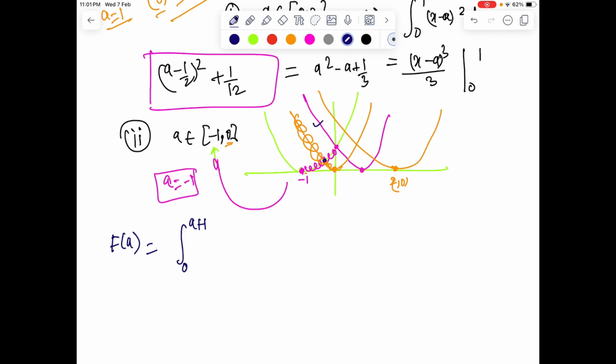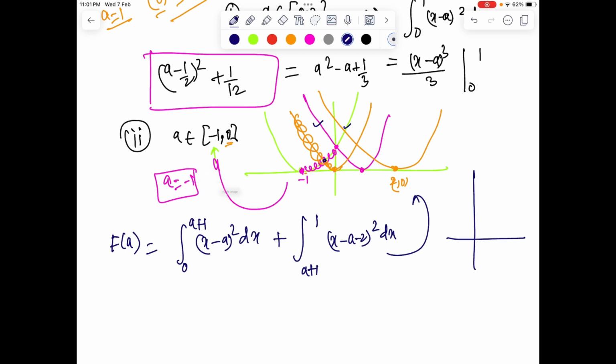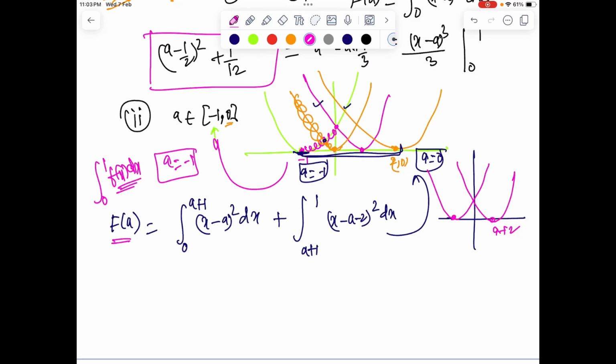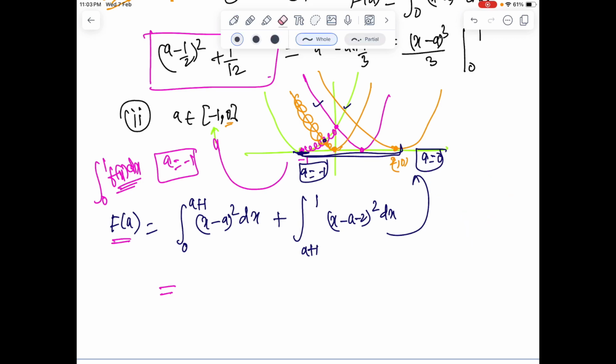We can break this from 0 to a plus 1, the point of intersection of this graph, both of them at some particular location, x minus a whole square dx, plus the integral from a plus 1 to 1 of x minus a minus 2 whole square dx. This step you can convince yourself because for any a randomly between -1 to 0, these are the extreme situations I have drawn, right? And a plus 1 to 1. F of a is, remember, the integral from 0 to 1 of f of x. Fine. So this basically represents 0 to the point of intersection of these two curves.